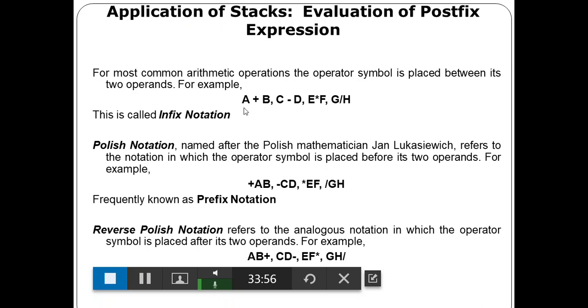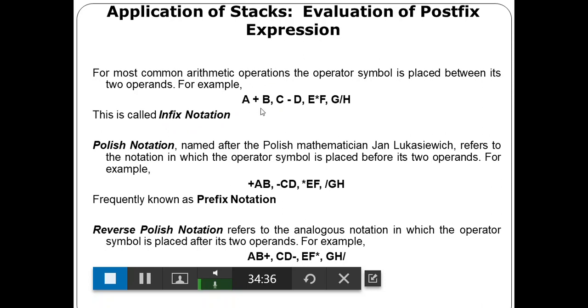If you look at mathematical arithmetic expressions, we have a plus b, or c minus d, or any kind of expression. When you write an expression, a and b are the operands, and plus is the operator. So you have an operator in between the two operands. This type of notation we call infix notation. This is the general notation that we use in mathematics.